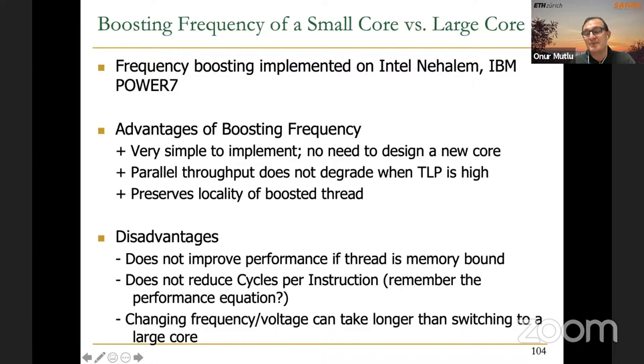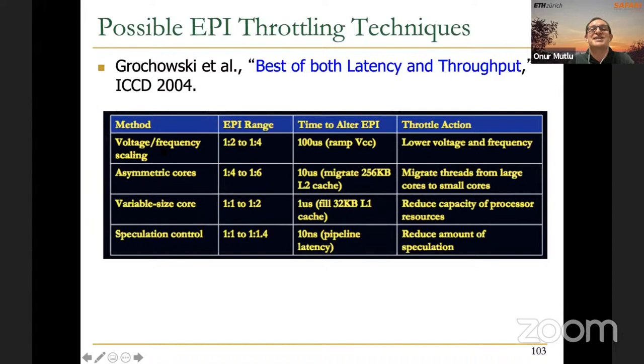The difficulty is usually ramping up the voltage. It takes a long time to ramp up voltage, so it's very difficult to do this at finer grain, as that Intel paper mentioned, right? If we go back to that Intel paper over here, voltage and frequency scaling takes some time, basically. It may be even easier to actually switch to another core, as long as you don't need to initialize a lot of state. So 32 kilobytes may be okay, for example, but if you're initializing 10 megabytes, it may take too long.